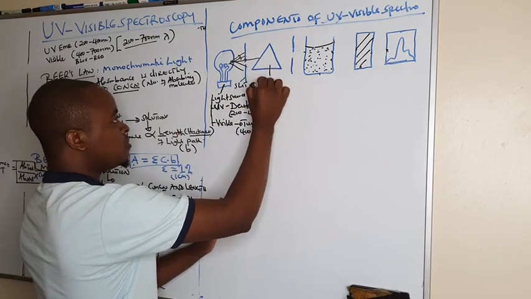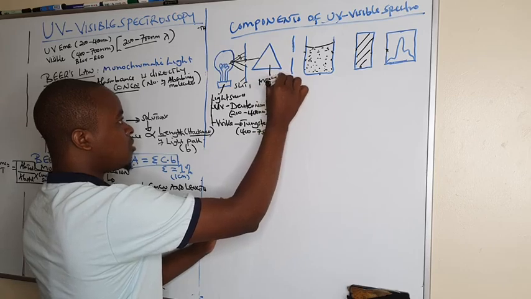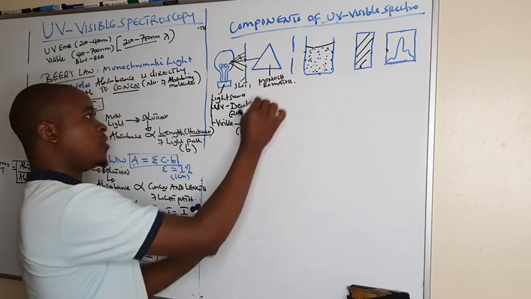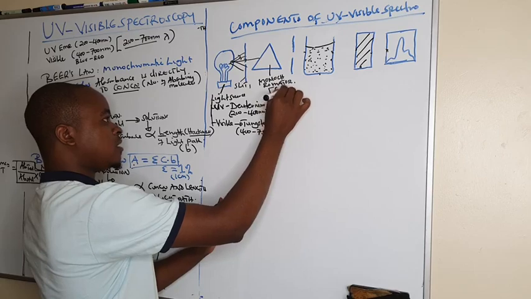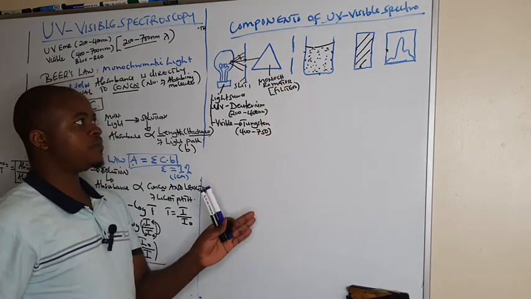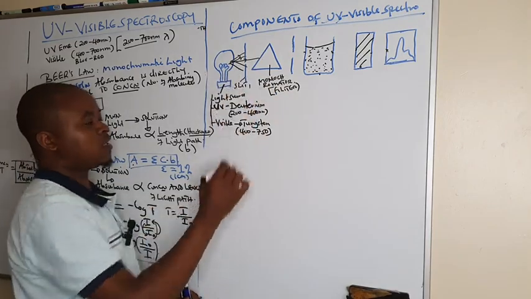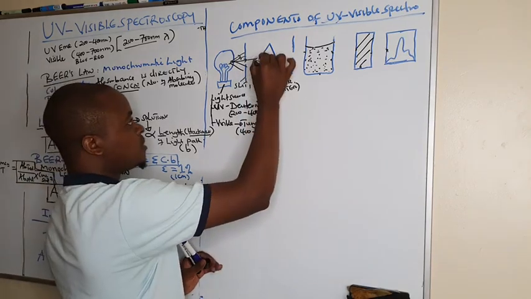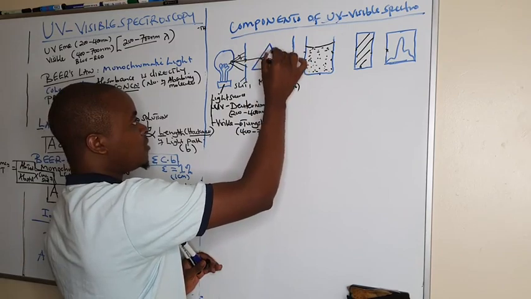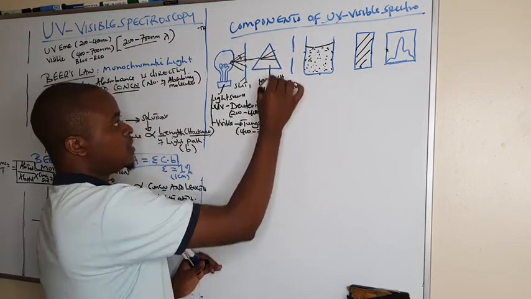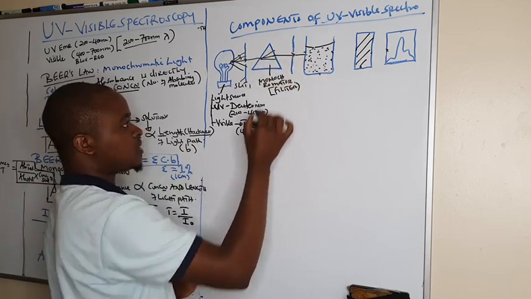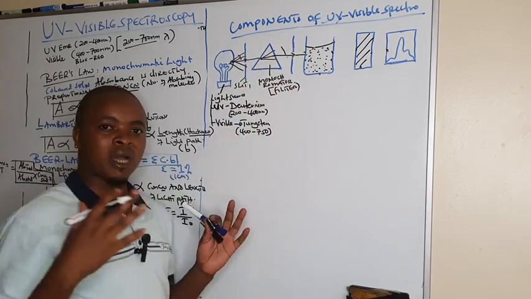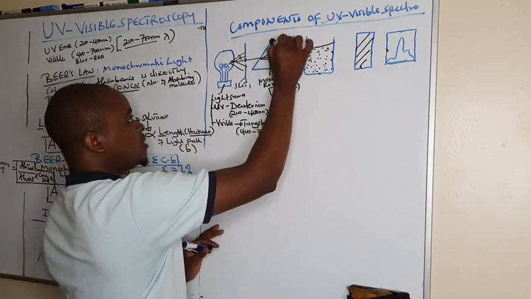This is the prism, or you can call it a monochromator. You can also call it a filter, or some books call it a prism. When light strikes the prism, or what we are calling a monochromator, it is going to split this light into different wavelengths, and it is going to select only the desired wavelength to reach the sample. So this light is no longer made up of many wavelengths, but this light is called monochromatic.